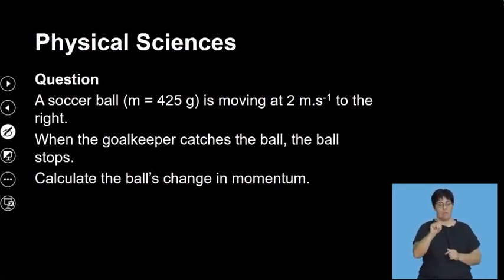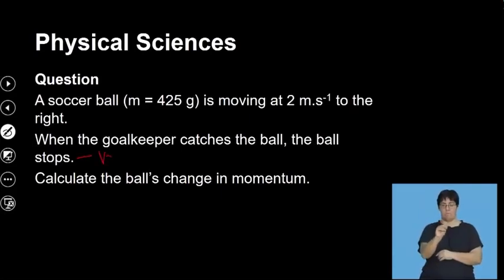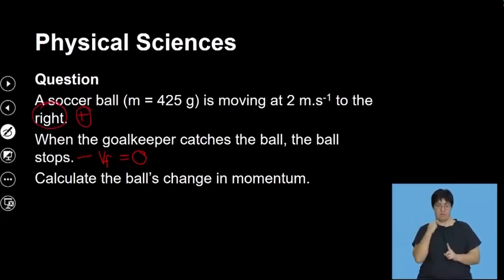Moving at 2 meters per second to the right. Now the goalkeeper catches it, and the ball stops. Final velocity is 0. Then they ask, what is the ball's change in momentum? We have to have a direction as positive, which is going to be to the right. Now we've got to say to ourselves, are we expecting a bigger change in momentum than before, or a smaller change in momentum? And here, the more you do this, the more you'll realize how this is going to work.